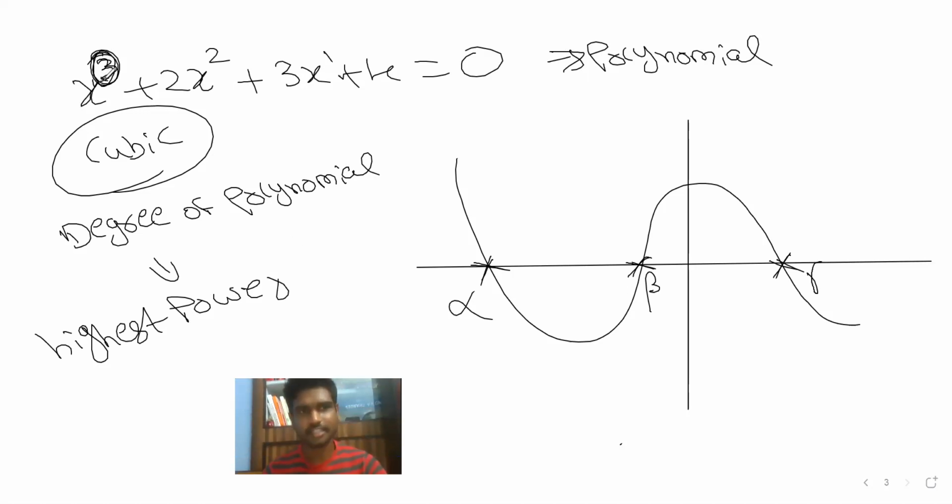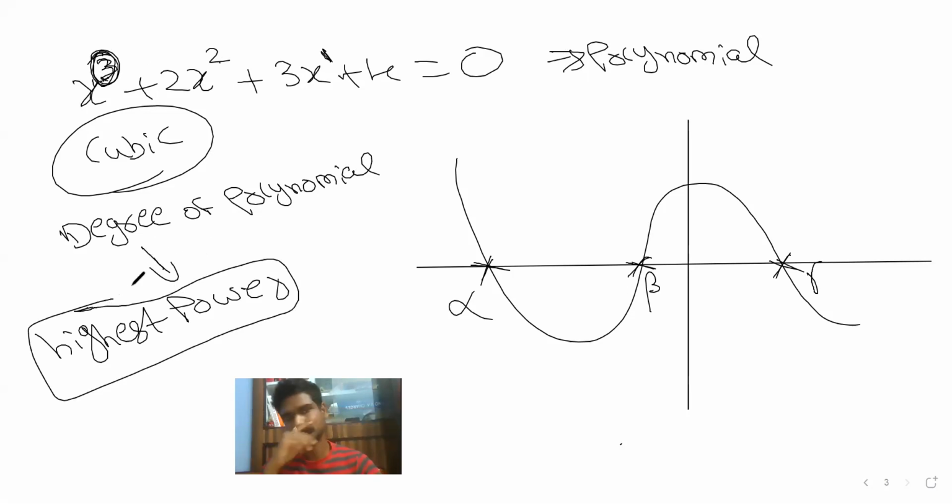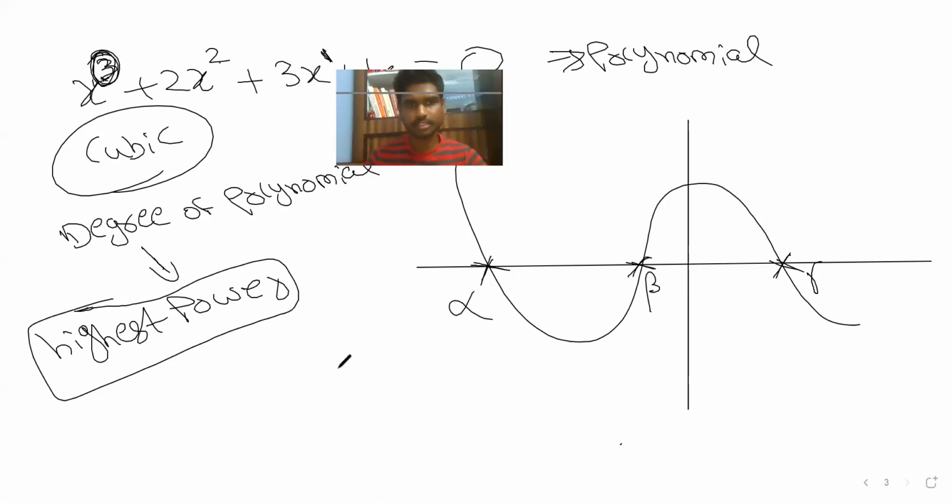3 is also a power. 2 is also a power. 1 is a power in this. But we will see the degree of the polynomial. Degree means the highest power of the polynomial. So now you can tell that the number of roots is equal to the degree of the polynomial, right?